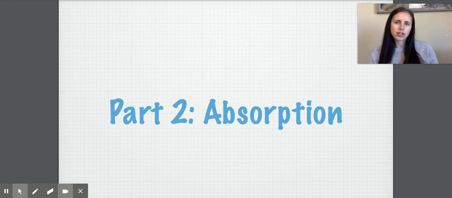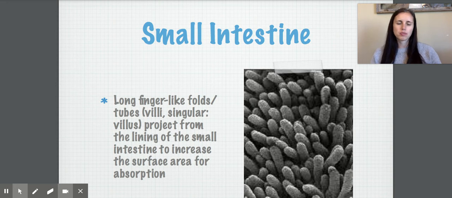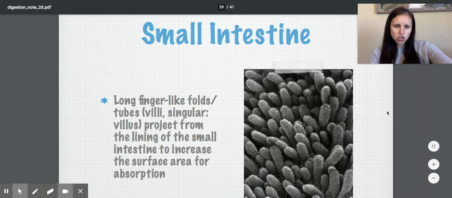So our next part of our journey, we're going to be looking at absorption, how that food gets into the bloodstream. The first part of absorption is the small intestine. Remember, it's the latter part of the small intestine, in that jejunum. The small intestine, I showed you a picture before. This is another picture of the inside of the small intestine. And you can see all these long finger-like folds or tubes. I called them villi before. They're projecting from the small intestine. What they do is they help to increase surface area.